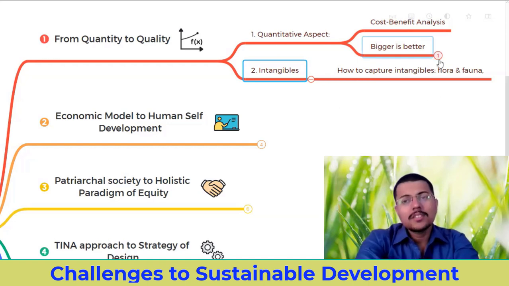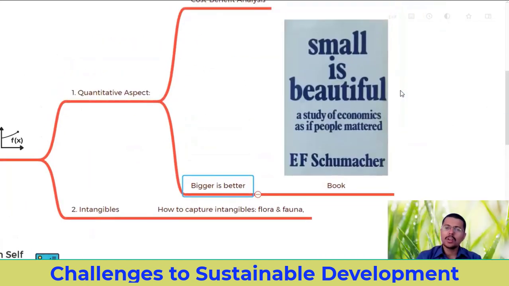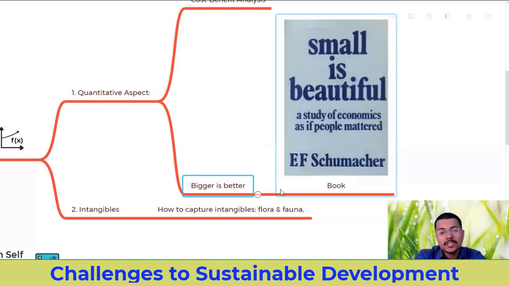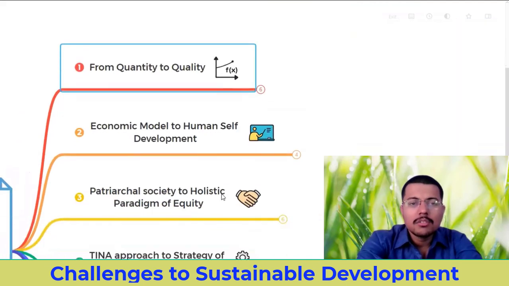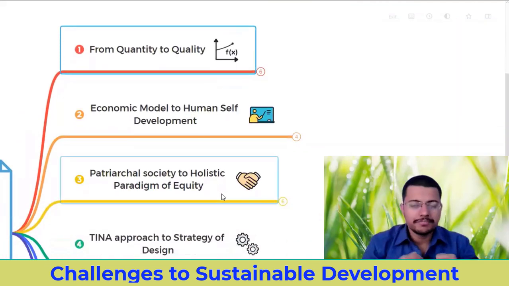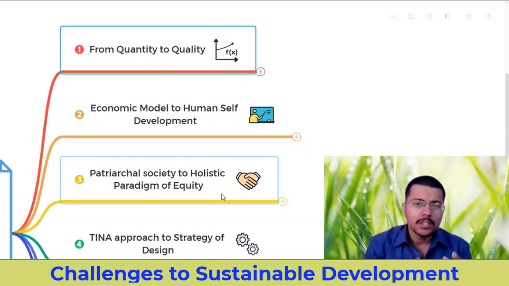And to understand this issue better, there is one book from E.F. Schumacher, Small is Beautiful: A Study of Economics as if People Mattered. This is one of the great books I would like to recommend. Please do read this book to get more insights about these systems. But the first issue, I hope it is clear to you, is we need to move from quantity to quality. How do we add value to the lives of people apart from only the quantitative, the measurable part?